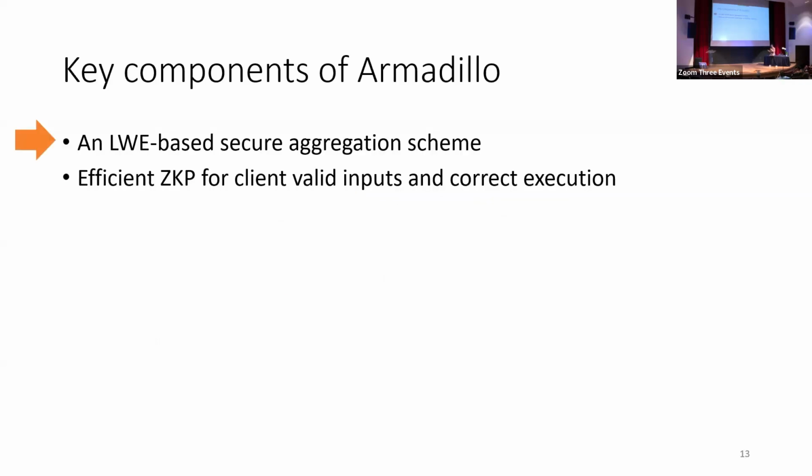Okay, so our protocol has two key components. The first one is a learning with error-based secure aggregation scheme. And this is nothing super new, like similar ideas have appeared in arithmetic garbling, private information retrieval, and also some previous works in secure aggregation. But with this protocol, we're able to build a zero knowledge proof that is very concretely efficient to have the client prove it submits valid inputs and executes the protocol correctly.